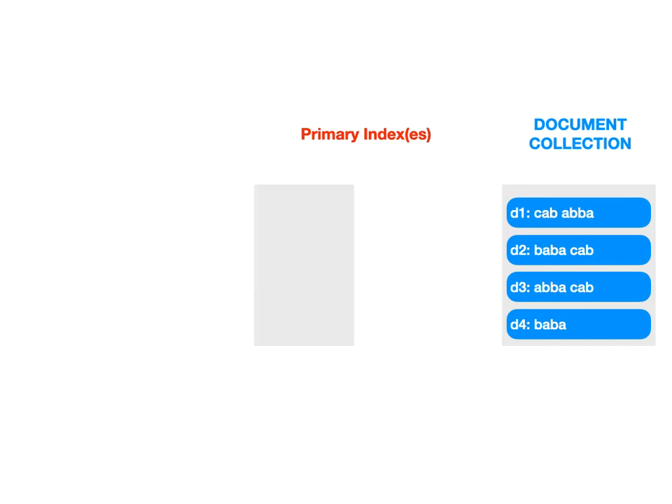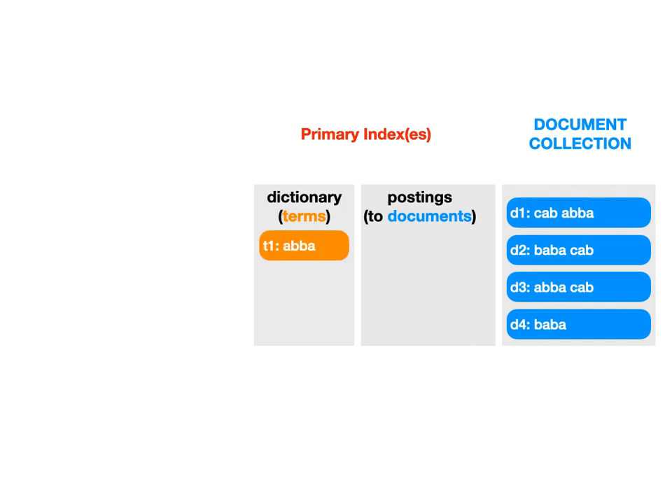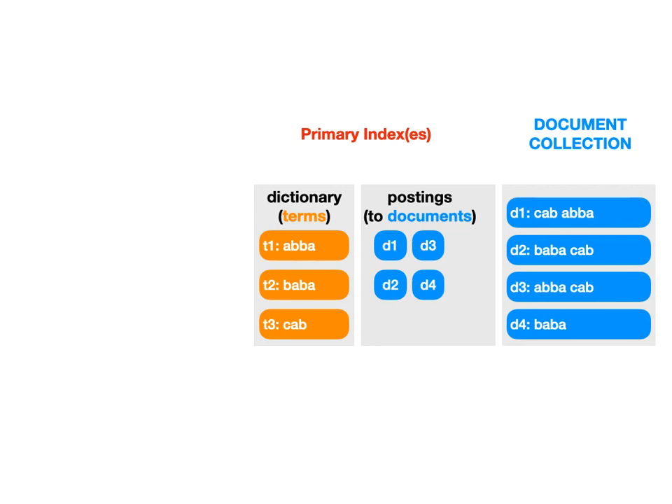Well, we go and pull out the terms into our dictionary for this index. Our dictionary is composed of terms. And we're going to get the postings to the documents, right? So term 1 is ABBA. Where does that live? That lives in document 1 and document 3. Those are our postings, right? Term 2, baba, that's living in document 2, it's living in document 4, right? Cab lives in document 1, 2, and 3.